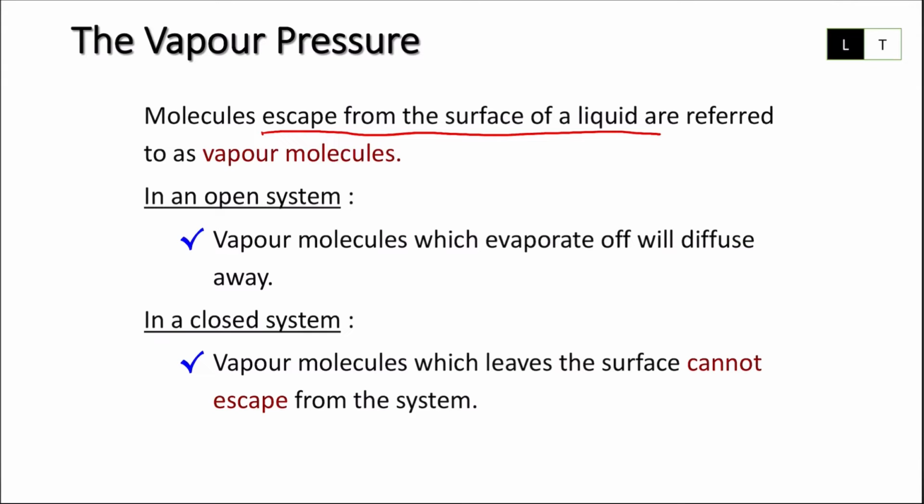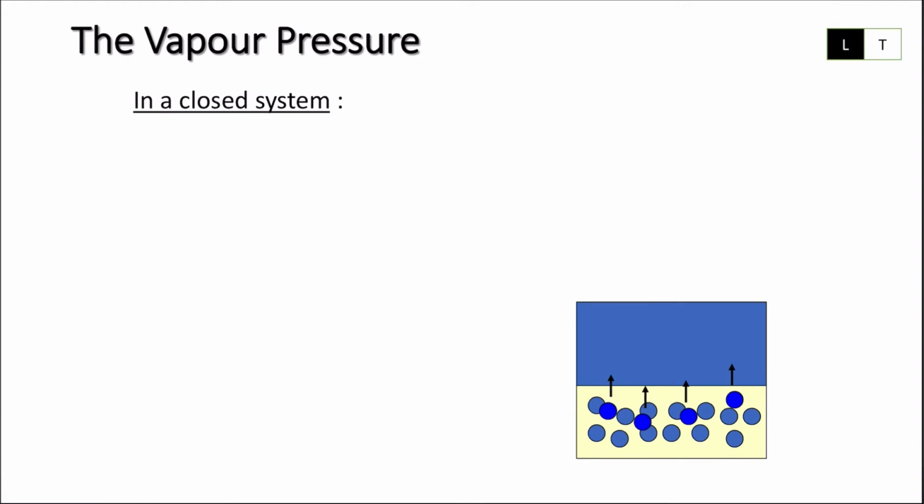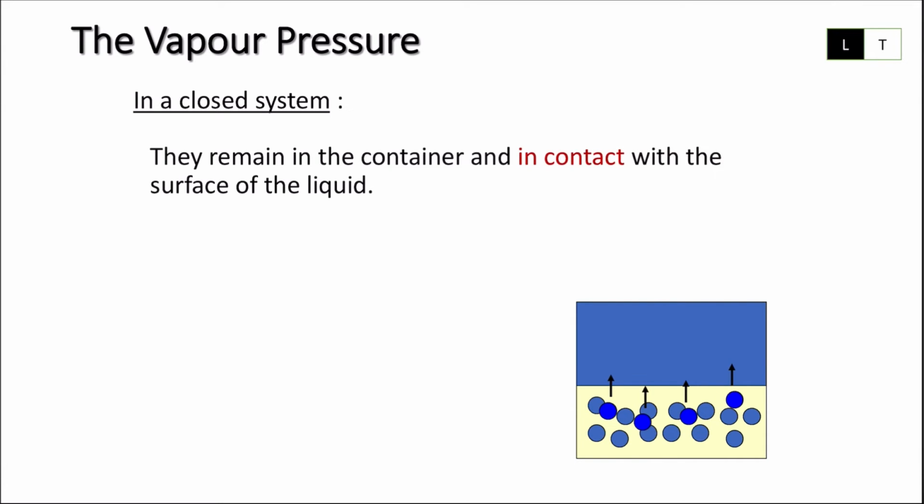So kita akan discuss more about in a closed system, where the vapor molecules remain in the container in contact with surface of the liquid. So maknanya dia tak boleh keluar. Contohnya saya ada illustration dekat sini. Yang warna biru cerah ni adalah kita punya liquid particles. Yang warna biru gelap ni adalah liquid particles yang boleh escape the liquid surface. So sini adalah liquid surface ya.